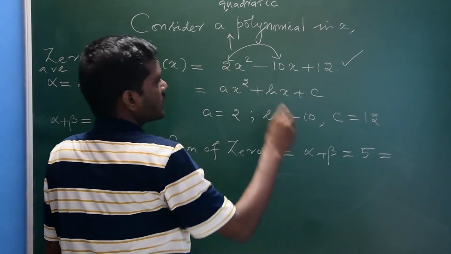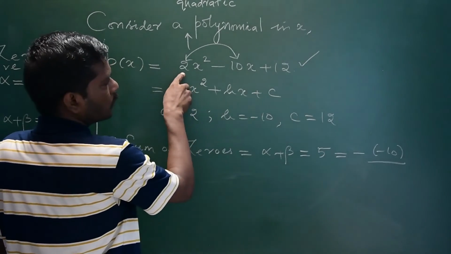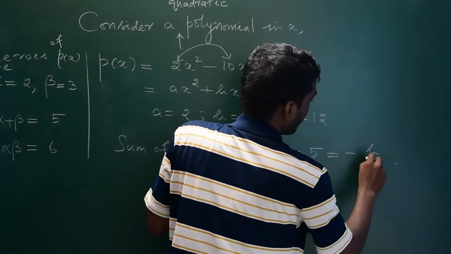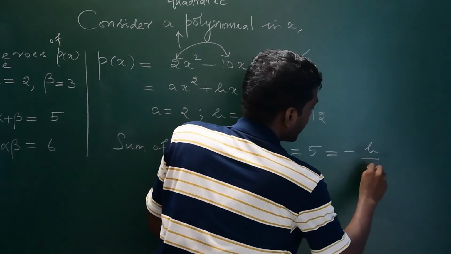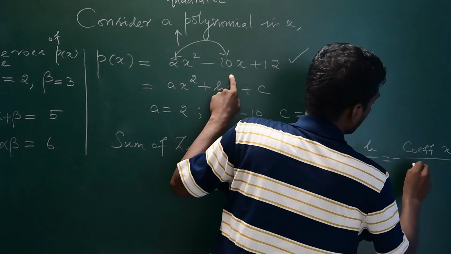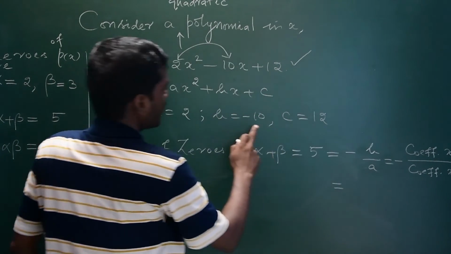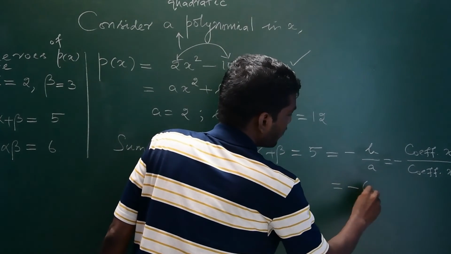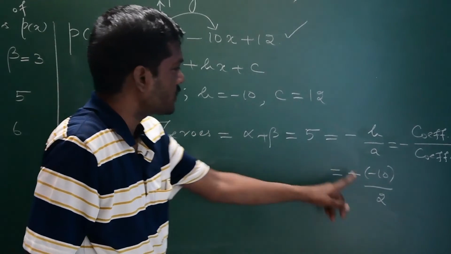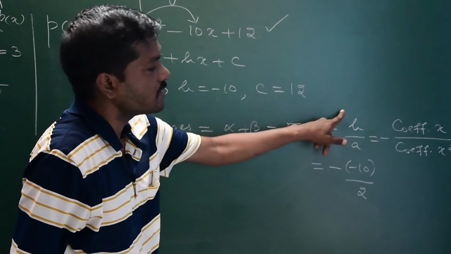See, what we are going to do is minus of 10 by 2, or let me write like this, minus b by a. That is nothing but minus coefficient of x by coefficient of x square. Minus b is minus 10. So minus of minus 10 divided by a, which is 2, which is 5. This coincides with this. So alpha plus beta is equal to minus b by a.